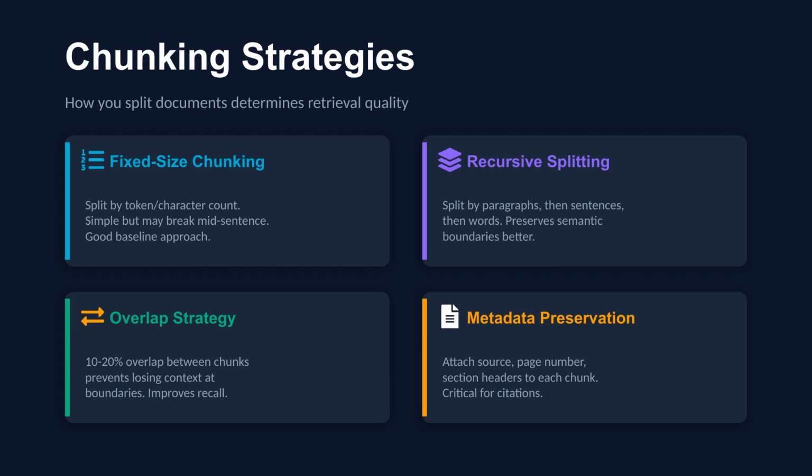Use 10 to 20% overlap between chunks. This prevents losing context at the edges. And always attach metadata. Source file, page number, section headers. You need this for citations later.